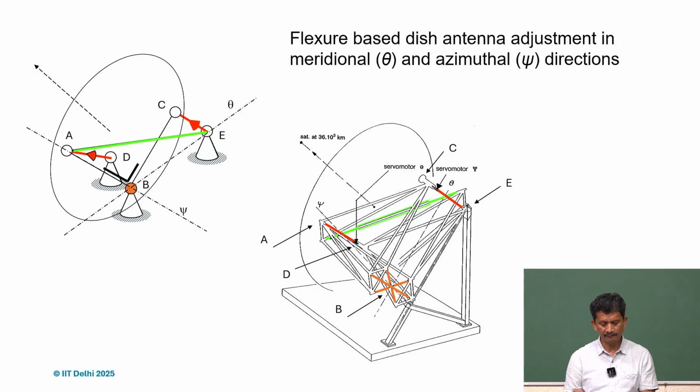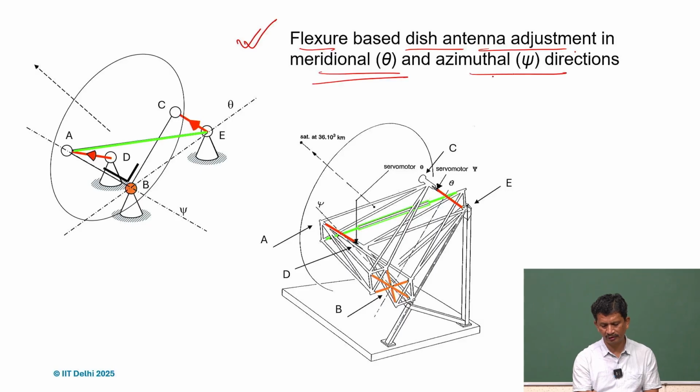Moving on, there are very good examples here. This is an example from the University of Twente, also cited in the book. It's an antenna adjustment, again flexure based. What we wanted to have is adjustment in the theta, meridional and azimuthal directions. That adjustment is required if we want to point at certain directions all the time.